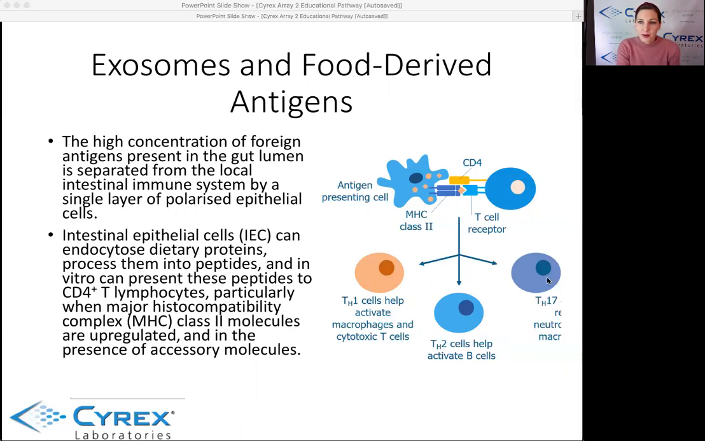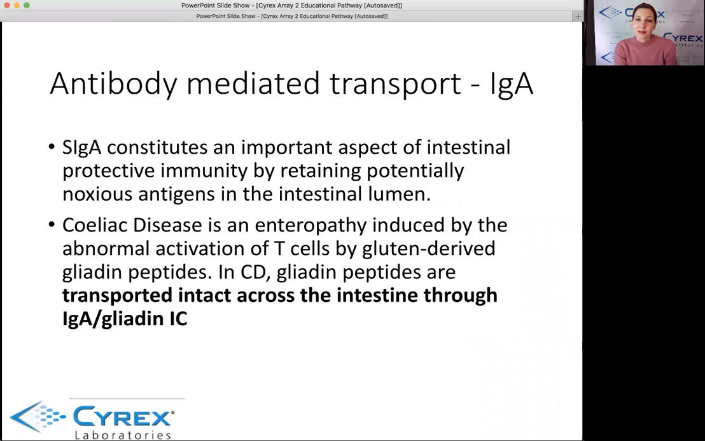So I wanted to go a little bit more into antibody-mediated transport. So we're going to start with secretory IgA. Of course, secretory IgA is a very, very important part of intestinal protection and protective immunity in the intestine. And it does that by retaining potentially problematic antigens, or dealing with potentially problematic antigens, in the lumen of the gut, in order that it doesn't cross into and require the intervention of the systemic immune system.